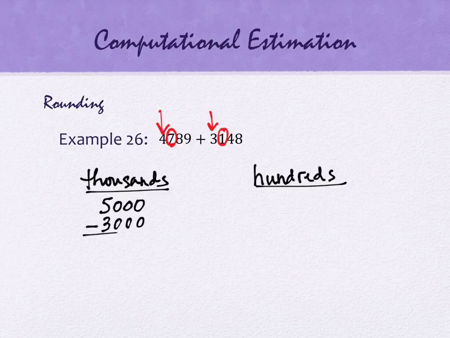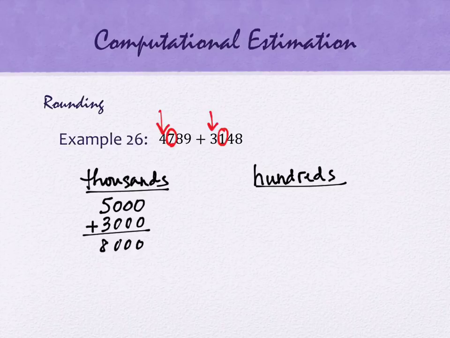The idea being that it's very easy to subtract. I think we're subtracting. Nope, we're adding. It's very easy to add 5,000 and 3,000, whereas the first numbers were messier. So it is 5,000 plus 3,000, 8,000.